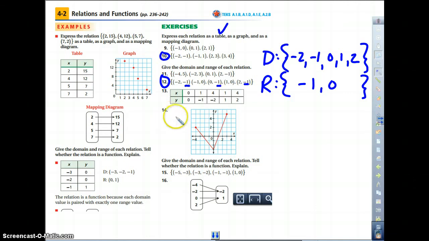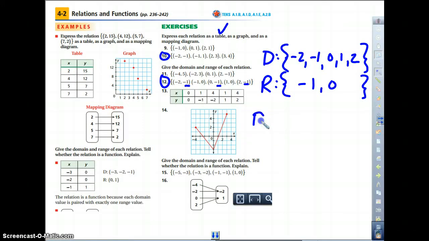On number 14, and I think what I need to do too at the end of this video, and maybe I'll do it right now, is show you guys all of the answers to the cut and paste that you guys put in your journals, because I don't think we ever went over that. I'll show you all the answers.